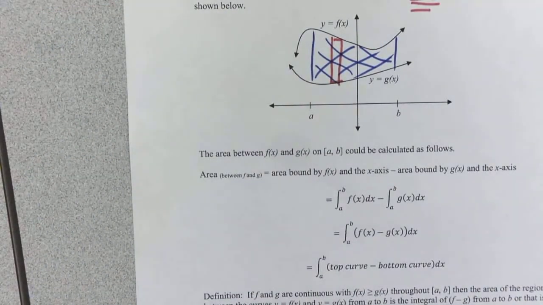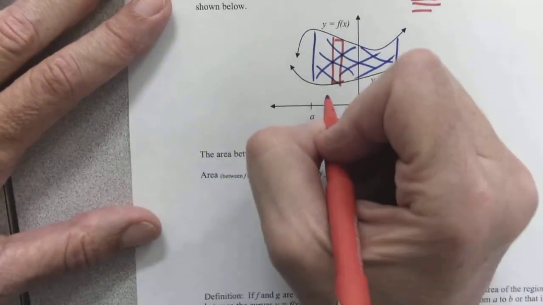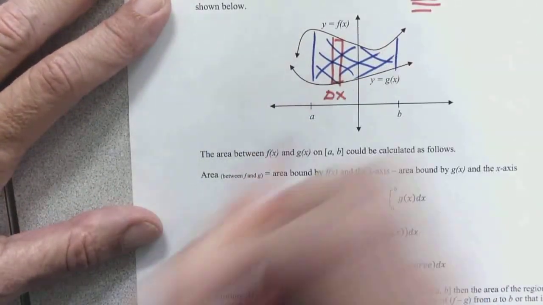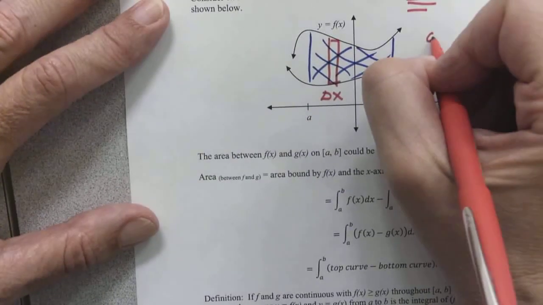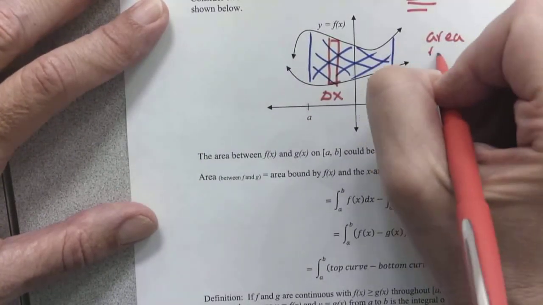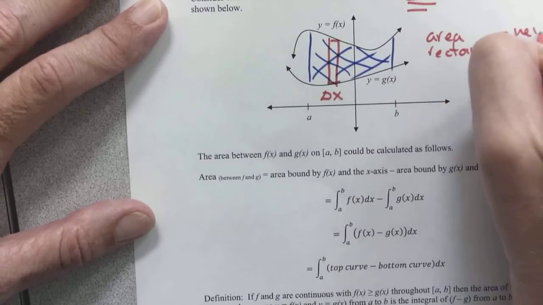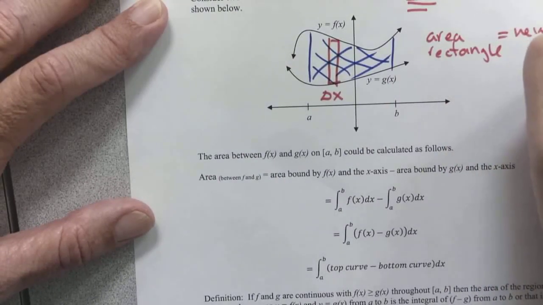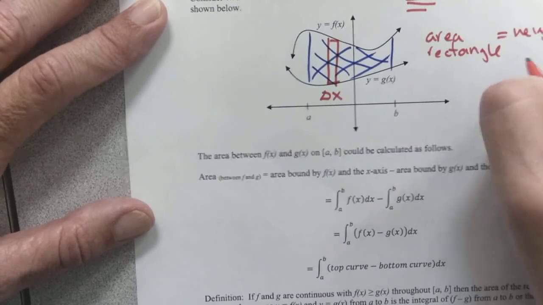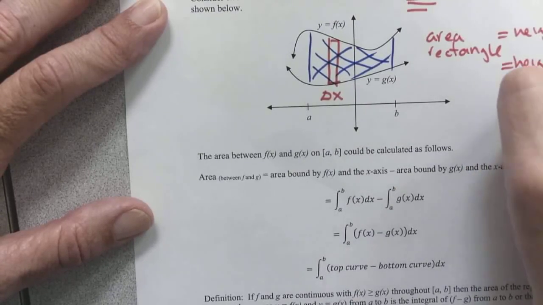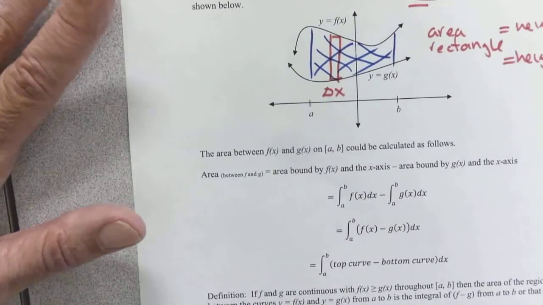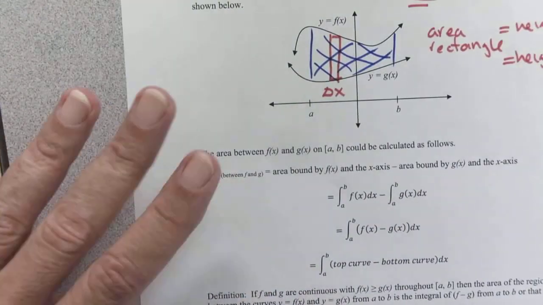a little red rectangle. We could call the width of that rectangle delta x. And so the area of that rectangle would be height times width. Well, we just called the width delta x.